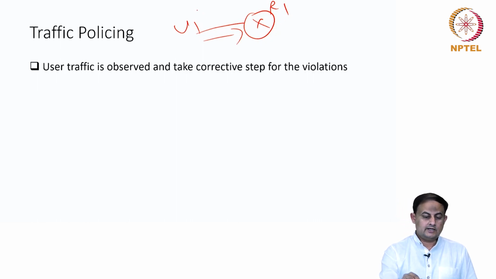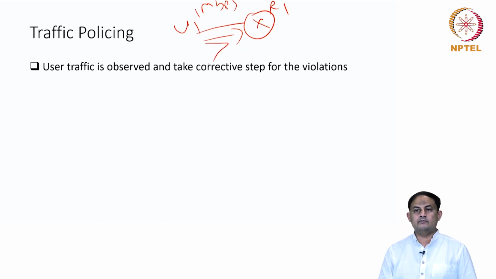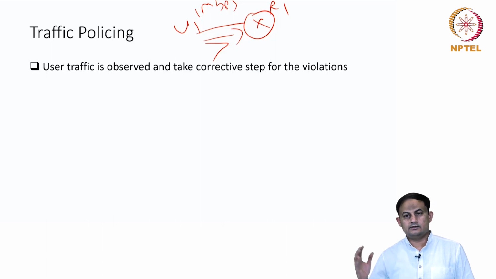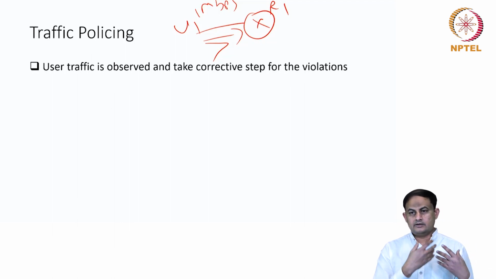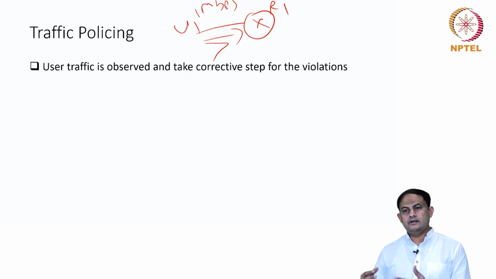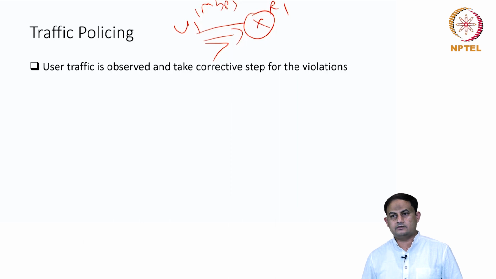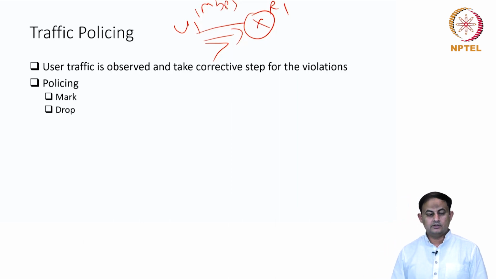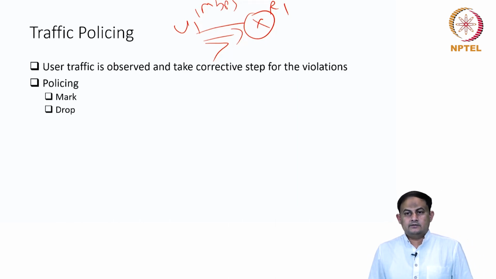Let's assume that the user has agreed to transmit at a peak rate of 1 Mbps. If the traffic arrival rate at this router R1 exceeds this, then you need to take a corrective action. That corrective action is called policing. So, you observe the rate of arrival or any other parameter that you agreed upon, and then you take corrective actions for the violations. So, what is the corrective action?